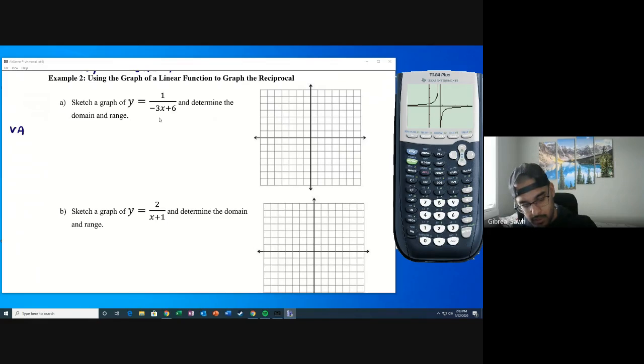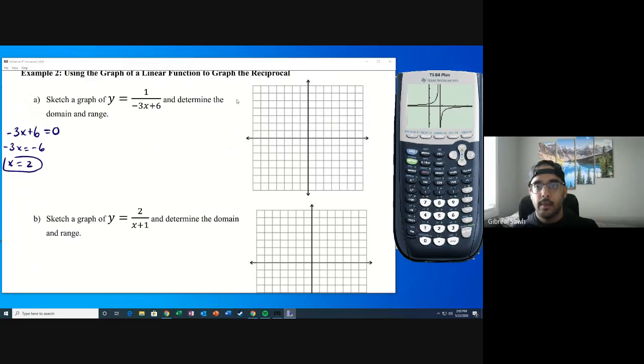So our vertical asymptote comes from the non-permissible value of the denominator. So if negative 3x plus 6 is that original function, let's find the value that makes it equal to 0. So that means that negative 3x should be equal to negative 6, x should be equal to 2. So there's our vertical asymptote of 2.